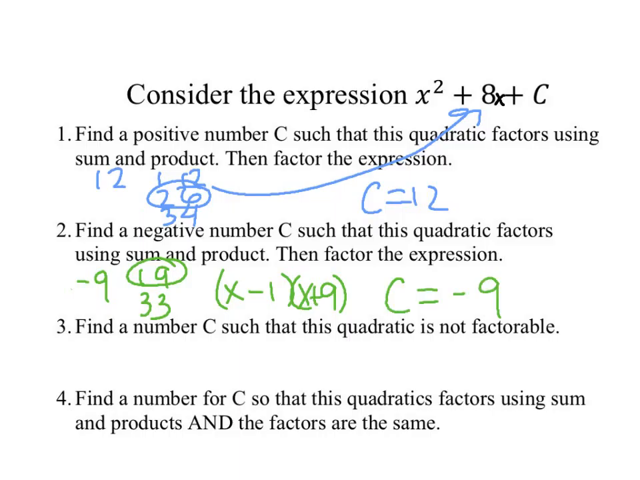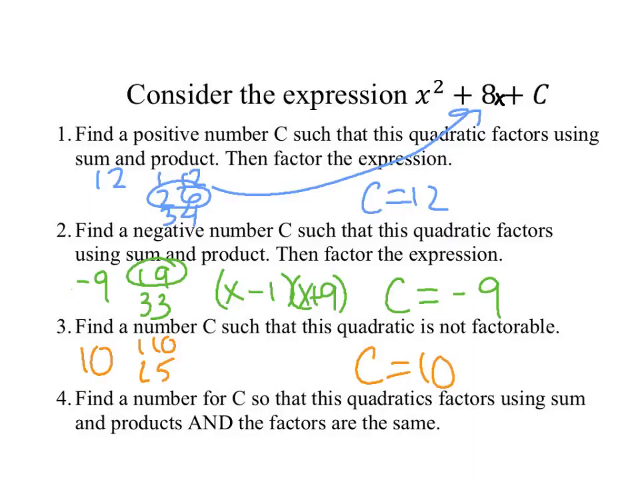Question 3. Find a number c such that this quadratic is not factorable. I can pretty much choose any number. So let's say 10 again. If I have 1 and 10, 2 and 5, none of these numbers combine to get 8. So I can use 10 as my c because it is not factorable.